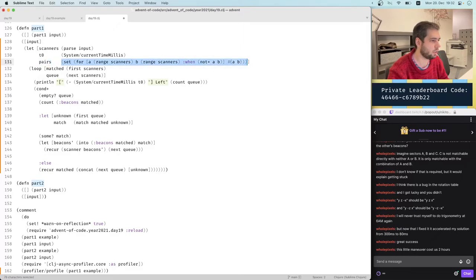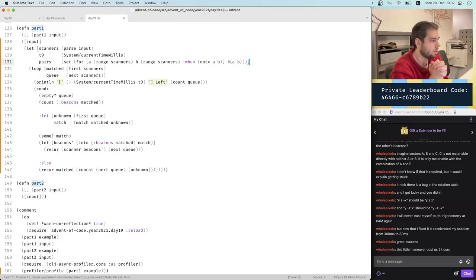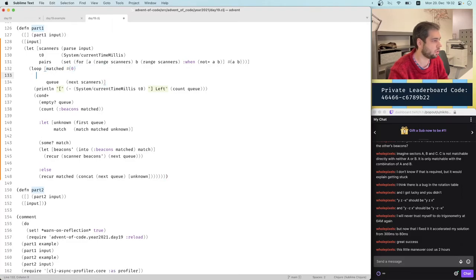Okay, so this is a set of pairs that we want to match. Matched is actually this, scanners is just scanners, and we have a result which will have beacons from the first scanners, right? What else do we need?